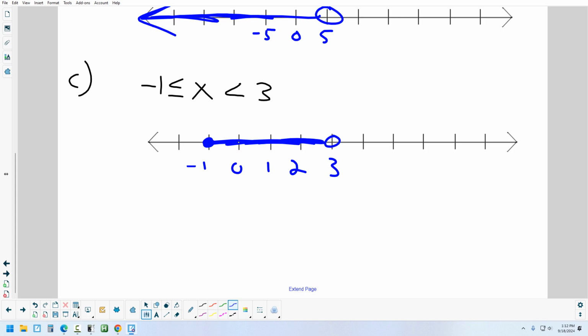So that's taking an inequality and writing a graph. Inequalities, graphs, intervals, different ways of writing the same thing. Okay. Questions on that?